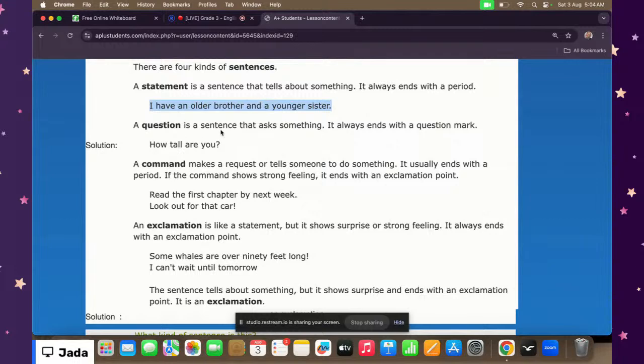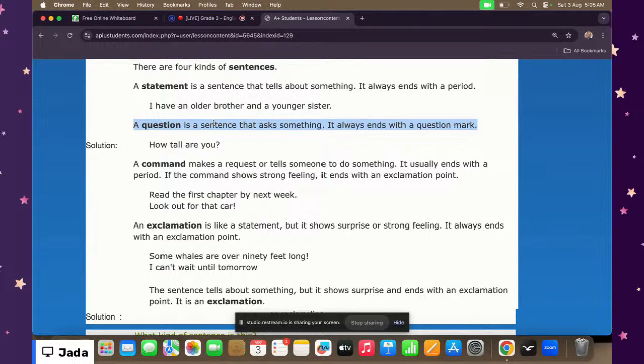All right, the next one is a question. But before we move on to the question, let's make a statement. We know what a statement is already. It tells us about something. So, let's make one sentence that is a statement. It could be, I'm 10 years old. You're making a statement because you're telling us about something. It could as well be, my name is James, because you're telling us about something.